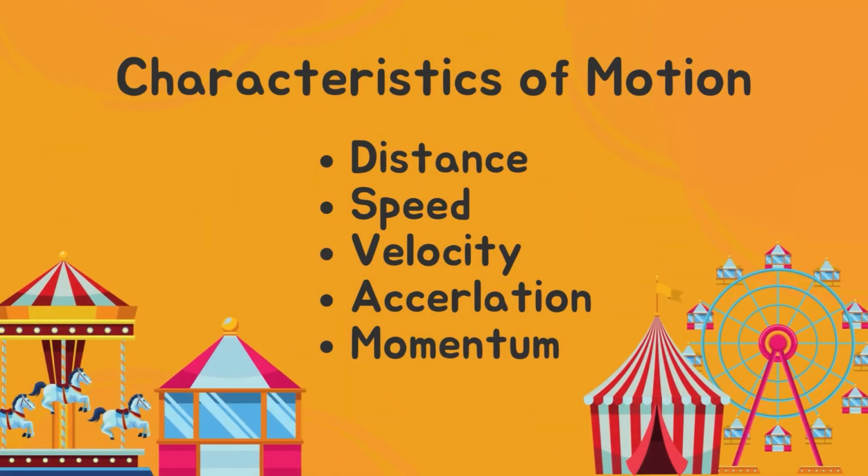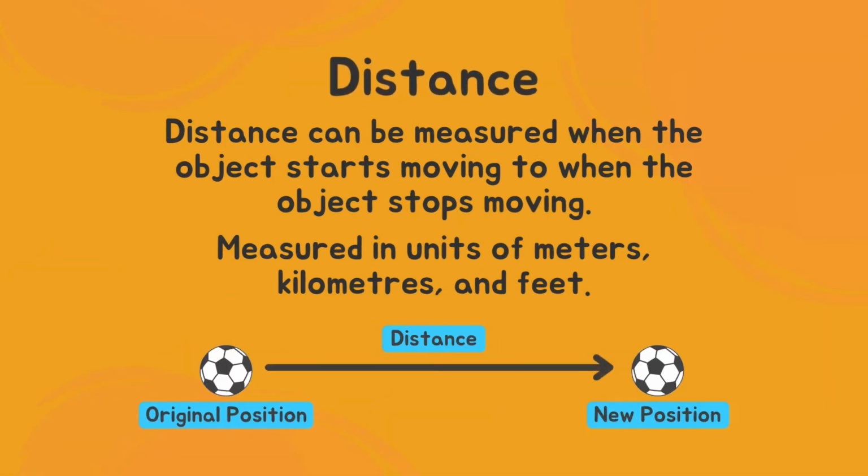There are different characteristics of motion. First off, we have distance. Distance can tell us how far the object has moved from the original position to the new position. Distance can be measured when the object starts moving to when the object stops moving. Distance can be measured in units of meters, kilometers, and feet.